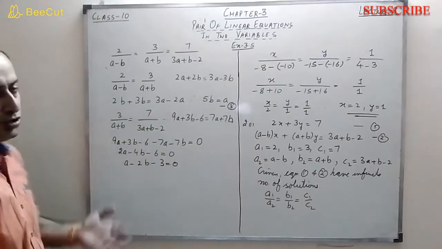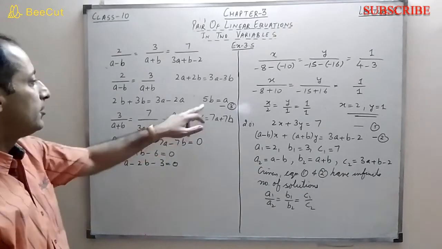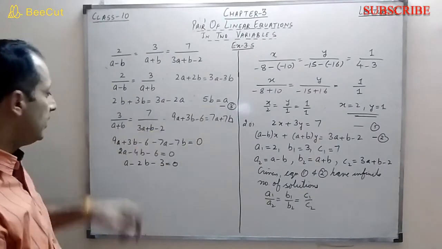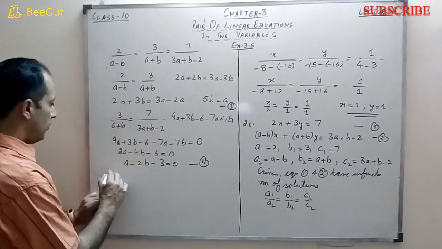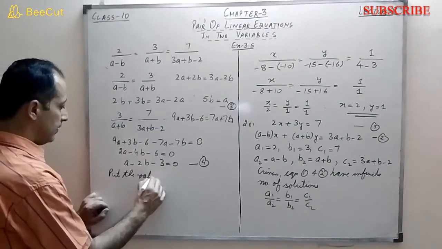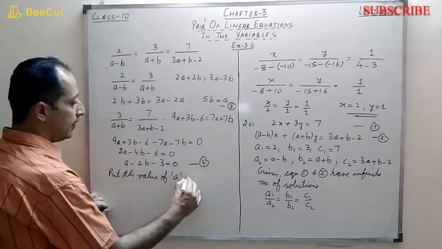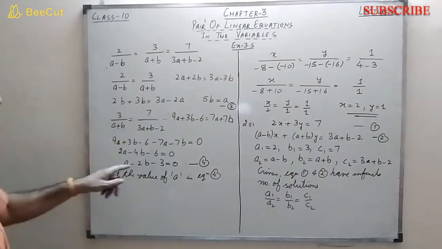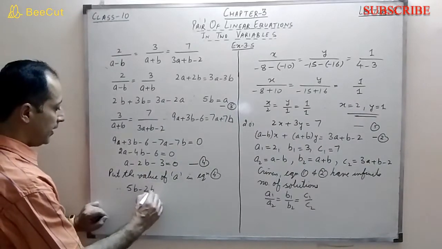Now what I can do, I can apply any of the methods which we have discussed. I can apply substitution, I can apply elimination, I can apply again cross multiplication. It's your choice now. So I just substitute the value of a from the third equation in the fourth equation, right? So this is my 4. I put the value of a in equation 4.